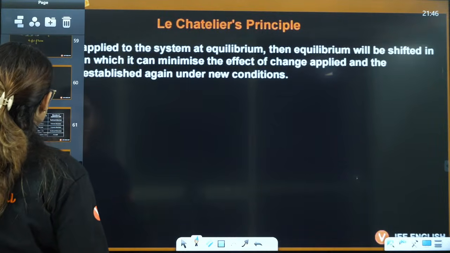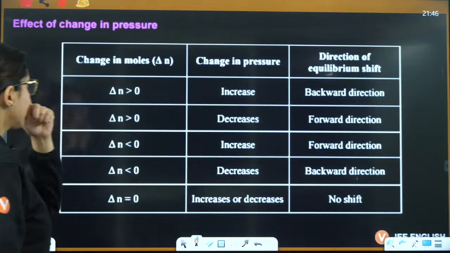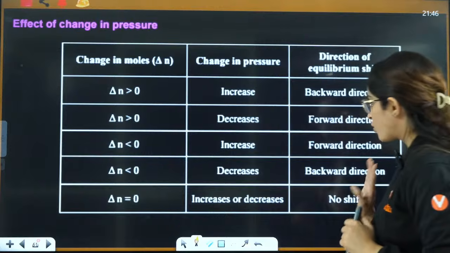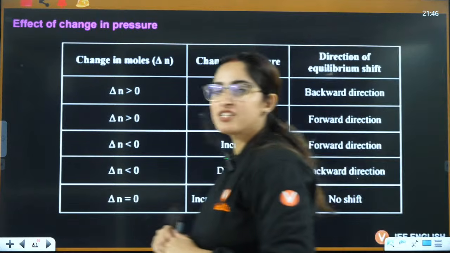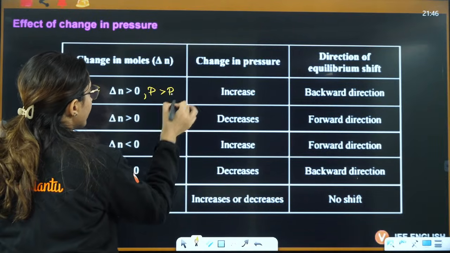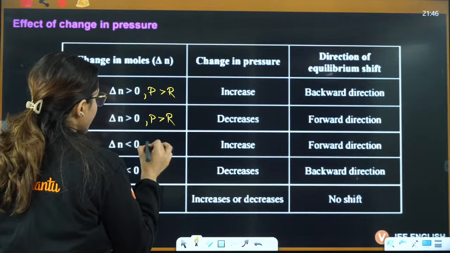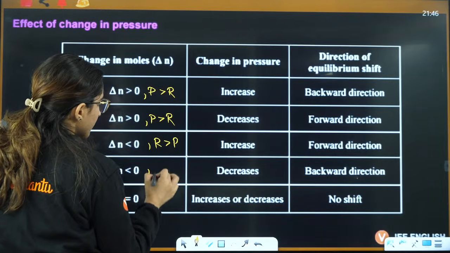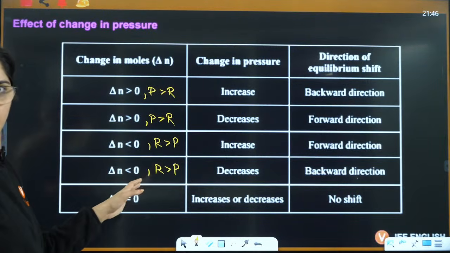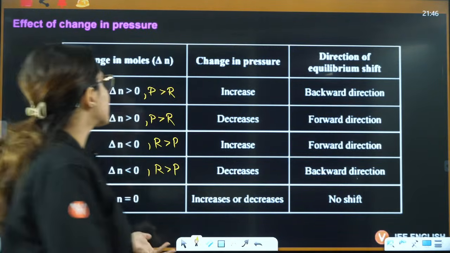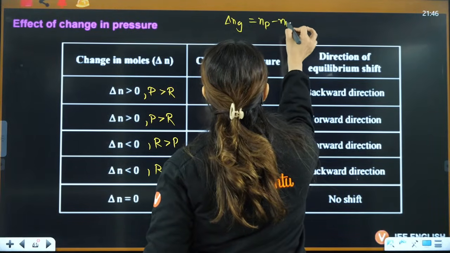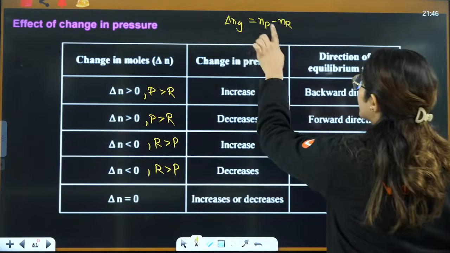Let's see the next one. This is the same thing. If delta Ng is 0, no shift is there. If delta Ng is greater than 0, that means product is definitely greater than reactant. Here product is greater than reactant, here reactant is greater than product. If delta Ng is negative, that means reactants are more, because delta Ng is the number of moles of product minus the number of moles of reactant. If reactant is greater, then only it will be negative.